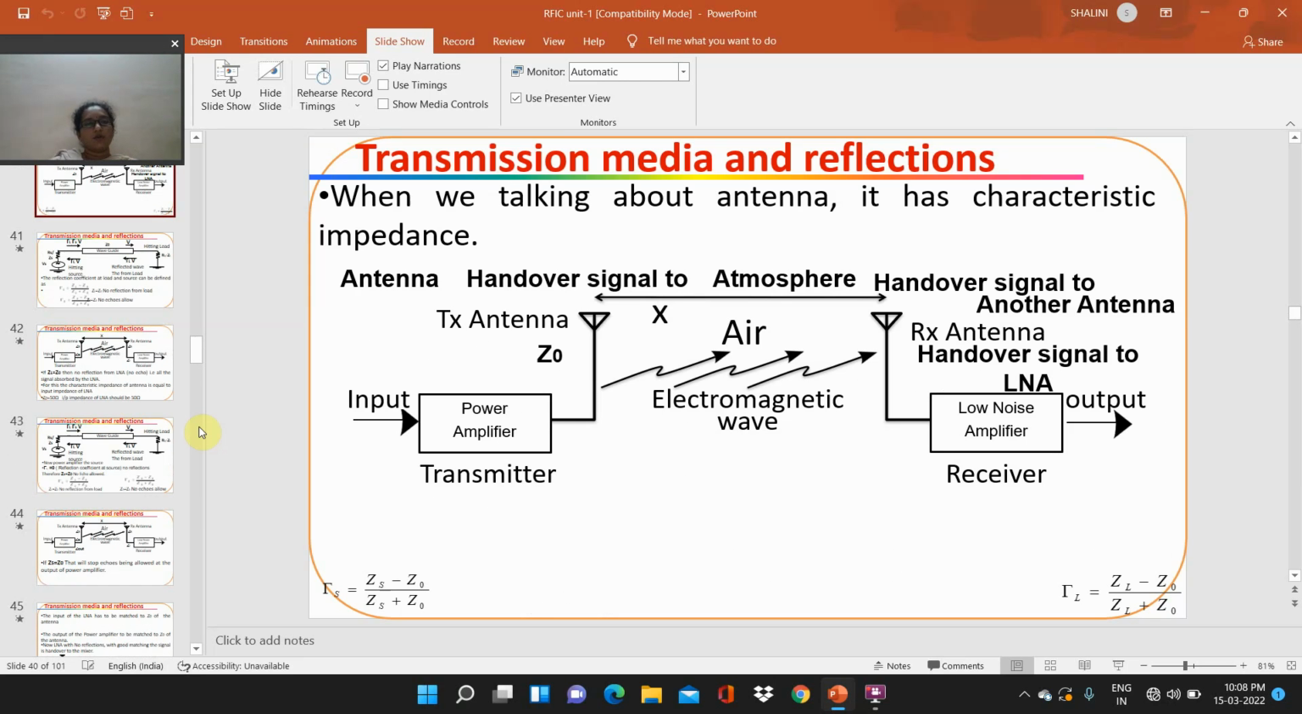When we're talking about an antenna, it has a characteristic impedance. The antenna hands over the signal to the atmosphere, and the atmosphere hands over the signal to another antenna. So here the input is given to the power amplifier, which is given to the transmitting antenna, and the transmitting antenna reaches the air, and that air again reaches the receiver antenna and hands over the signal to the LNA, and finally reaches the output.